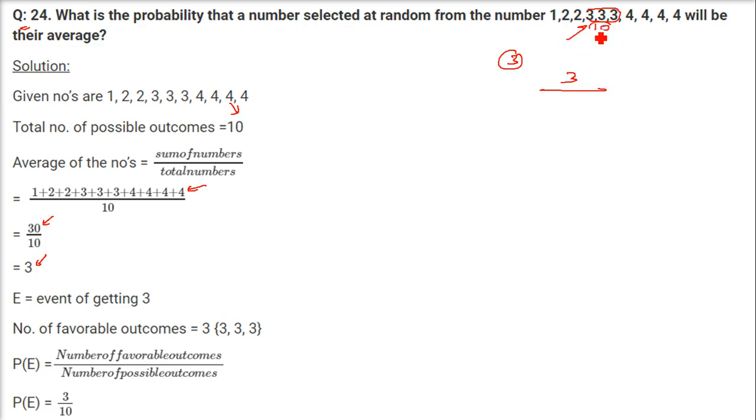And how many numbers are there? Again, the count is 10. So 3 by 10 is the probability of getting the average, which is 3. We got the average first and then we found out the probability.